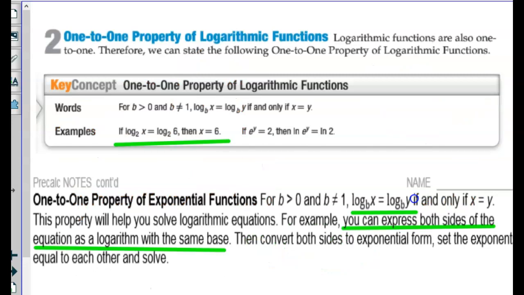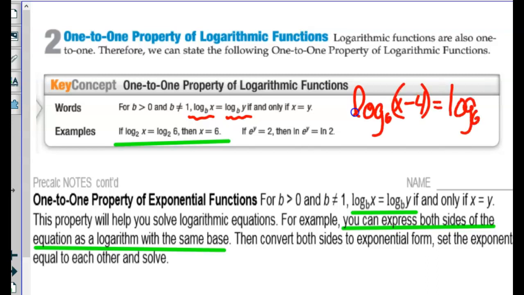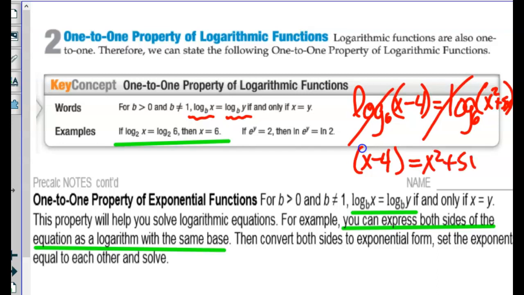Okay. Number 2 is about when you have multiple logs. It says anytime you can say the log of something with the same base equals the log of something else with the same base, so you have a single log on both sides, okay? That's only true if the quantities are equal. So if I have the log base 6 of x minus 4 equals the log base 6 of x squared plus 5x, I can just get rid of this because there's exactly 1 on each side. And then I can move it around, make it equal to 0, factor, etc.